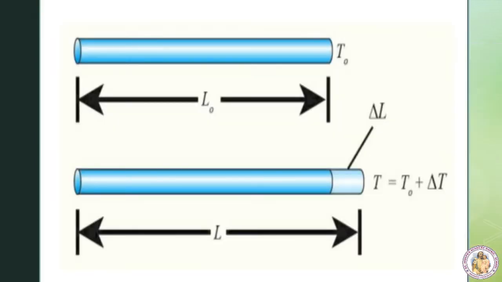What is the coefficient of linear expansion? The ratio of increase in length of the body per degree rise in temperature to its unit length is called the coefficient of linear expansion. How much the length increased for 1 degree rise in temperature? That ratio is called the coefficient of linear expansion. The SI unit of coefficient of linear expansion is Kelvin minus 1. The value of coefficient of linear expansion is different for different materials.